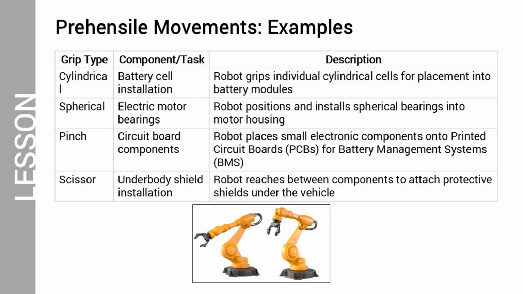The scissor grip technique is particularly useful for underbody work, allowing robots to reach between components to attach protective shields under the vehicle. Each of these gripping methods is specifically chosen to match the shape, size, and handling requirements of different components.